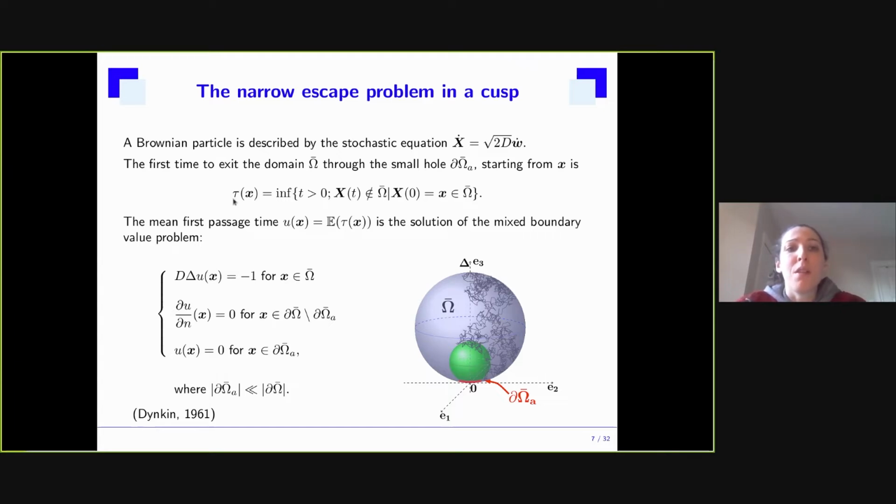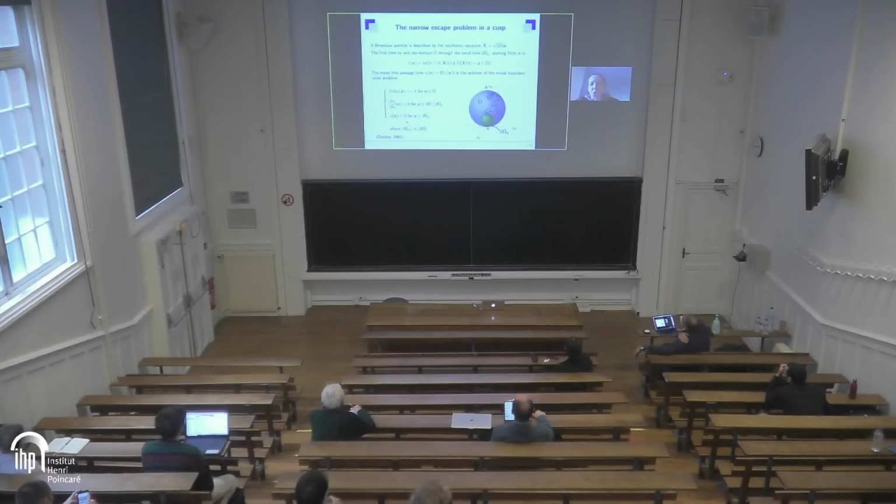So the formalism of the narrow escape problem is very good for this question. And we know, using Ito's calculus mainly, that the mean first passage time u is the solution of the mixed boundary value problem described here. Laplacian of u is equal to -1. You have a reflective boundary condition everywhere except at the target site, the red ribbon here, where you have an absorbing condition. So we formalized the problem this way.